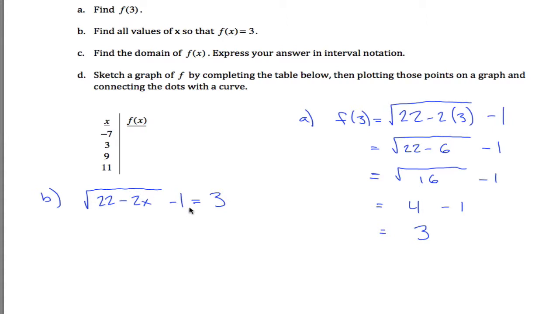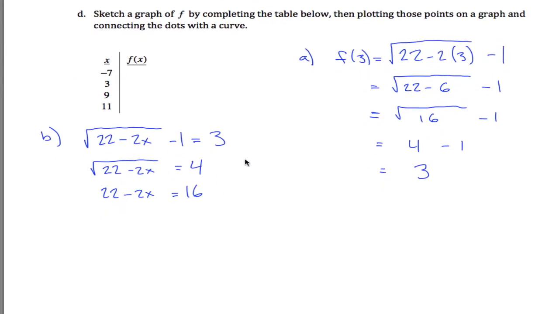First we want to isolate the square root, so add 1 to both sides of the equation. Then we want to get rid of the square root sign, so square both sides of the equation. Now we want to isolate the x. One way to do it would be to subtract 22 from both sides, and we're left with negative 2x is equal to negative 6, since 16 minus 22 is negative 6. Then divide both sides by negative 2 and get x equals positive 3.